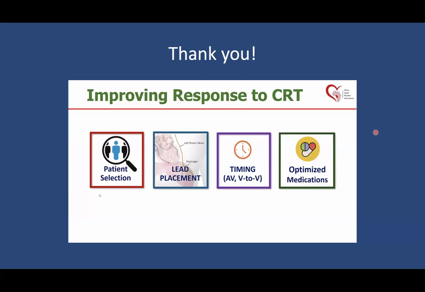Use the device programming functionality to address the atrioventricular and ventricular to ventricular delays, and make sure your patient is taking guideline-directed optimal therapy. Thank you.